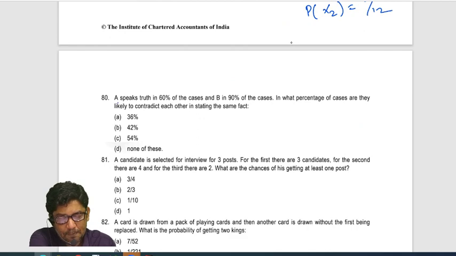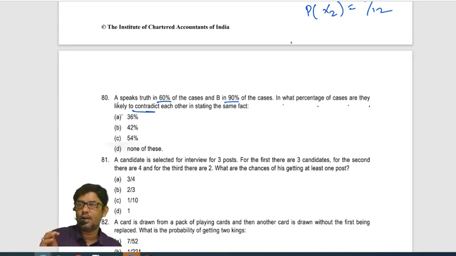Now, A speaks truth in 60% of the cases, B in 90% of the cases. In what percentage of cases are they likely to contradict? The meaning of contradict is what? One person speaking truth, the other person not speaking truth. Now, is speaking truth between two people independent or not? For example, myself and my friend, what I am speaking or he is speaking, they cannot be dependent on each other. Okay, it is always independent.